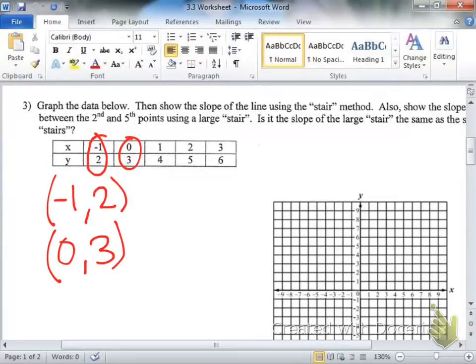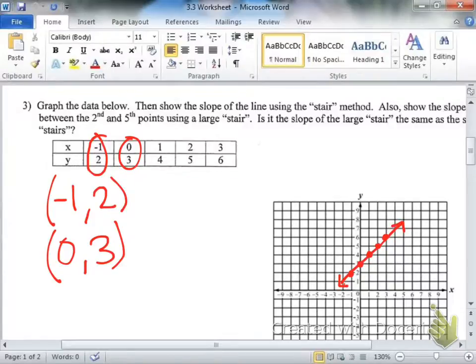So I'm going to graph -1, 2. So left 1, up 2. 0, 3, so side to side 0, up 3. 1, 4, so right 1, up 4. 2, 5 is right 2, up 5. And 3, 6 is right 3, up 6. So this is what your graph should look like. I'm going to connect them with a line.